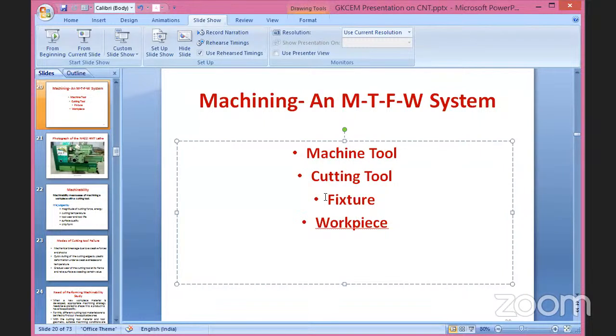Then a fixture is nothing but some clamping devices. You have to clamp the workpiece, you have to clamp the cutting tool also. So appropriate clamping is very much required. Appropriate fixing of the cutting tool and workpiece is very much required for good and smooth machining operations to be performed. And obviously a workpiece is required, because from the workpiece you are making the product.